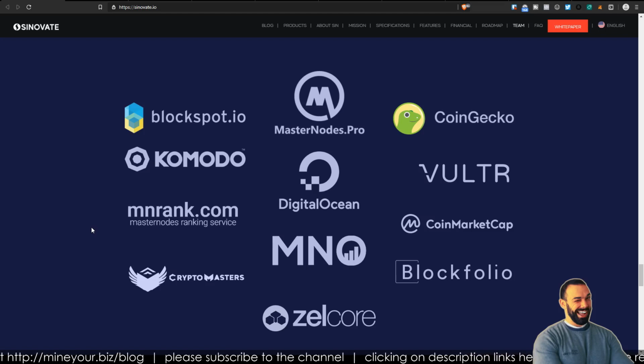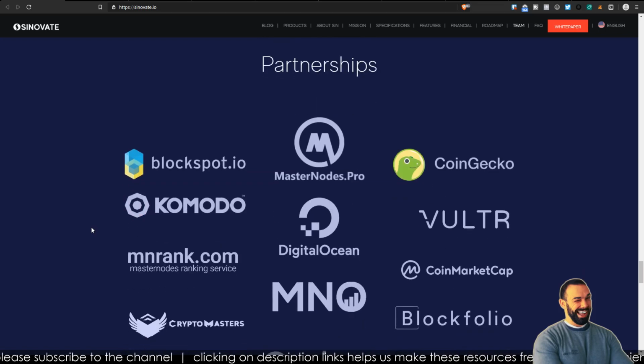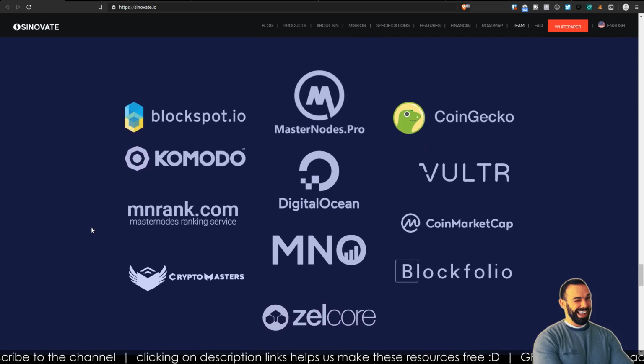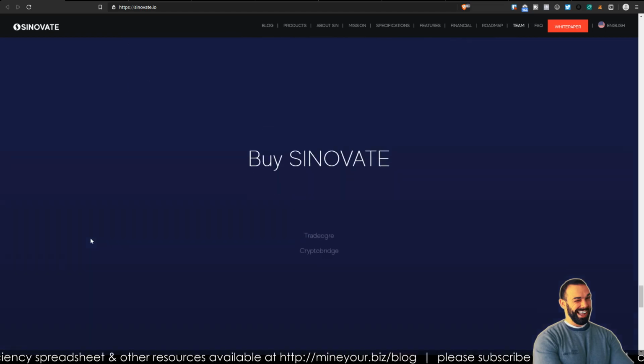CoinMarketCap, Blockfolio, Vultr, and DigitalOcean. Interesting, they call them partners. I wonder to what extent they are actually partners, because I don't believe that there is a Vultr or DigitalOcean one-click Masternode setup there. I think it's still fairly involved for setting it up, and you'd have to set up an Ubuntu instance either way. But I don't know. This is interesting. I don't know what that means. Oh, there you go. There's a referral link there, and DigitalOcean, that link is broken, but there's a referral link. So they are affiliates. Okay.